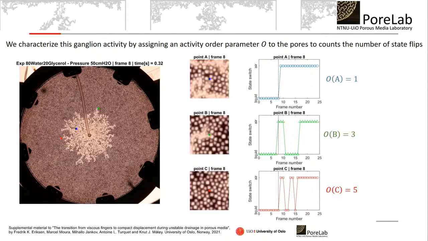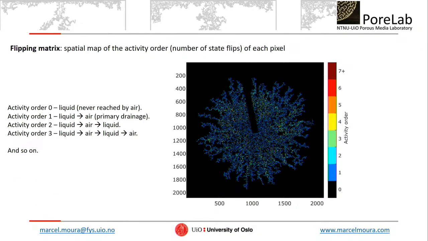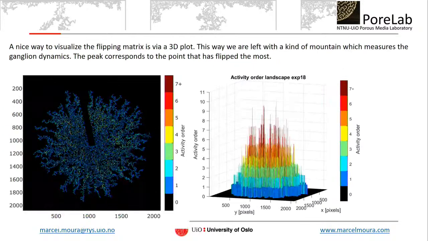So the activity order for that one is 5. And we can do this for all the pixels, and we get to this type of matrix here, which I call the flipping matrix. And it just gives an idea of how intermittent this dynamics is. It's a bit hard to visualize here because of the color map.